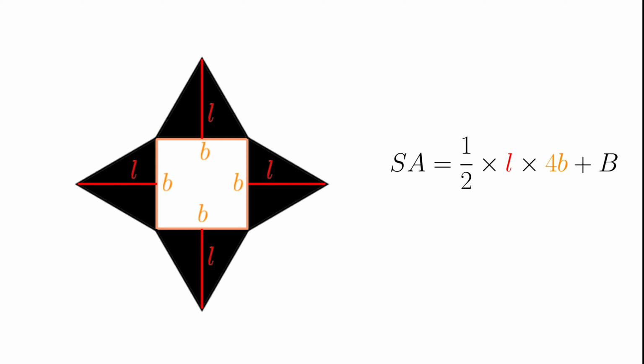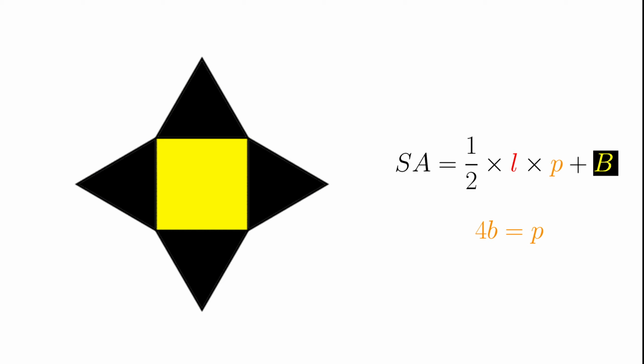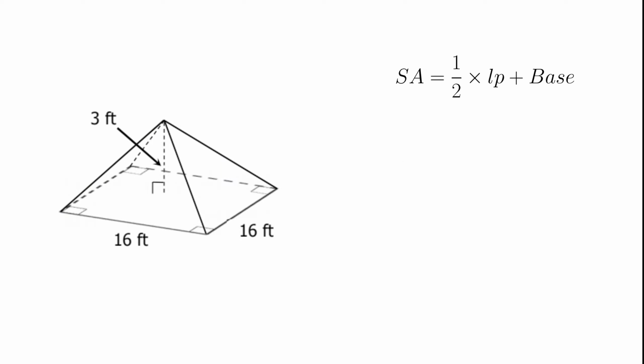If we take a look at this shading of the image, we see that the perimeter comes from the fact that the perimeter is also the sum of the bases of all these triangles. Then we simply add the base to find the total surface area. Let's try to find the surface area of this pyramid.